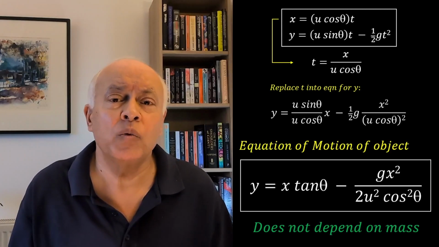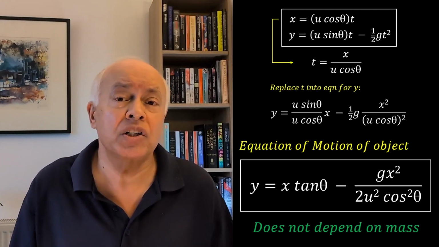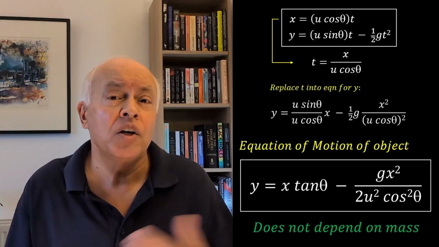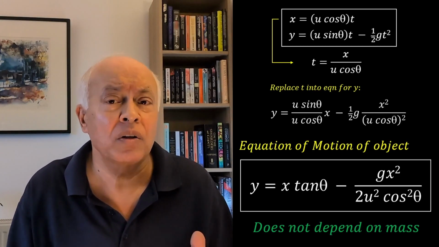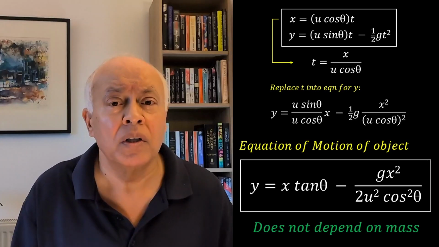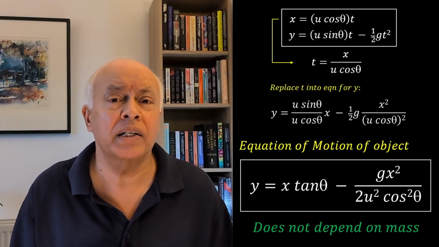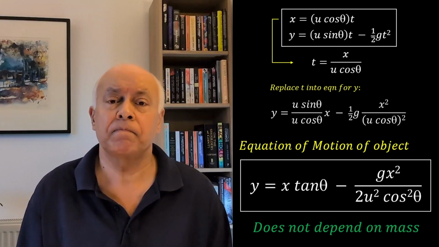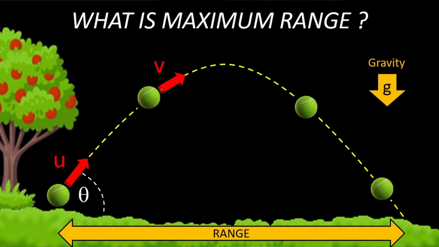After simplifying, we get the final equation of motion, which gives us the expression for y in terms of x, theta, and u. Note that this equation does not depend on the mass of the object, so it does not matter what is being thrown. We can use this expression to work out what will happen to any object of whatever mass. Now, let's use this equation of motion to work out some useful things.